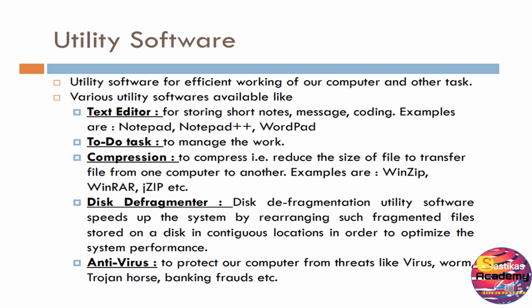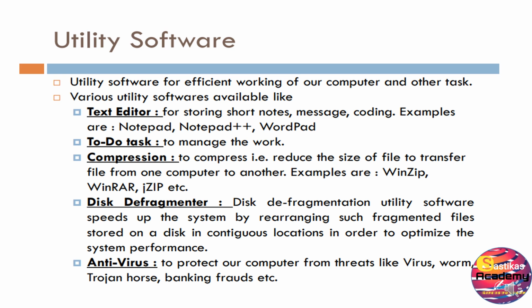Now, utility software. Utility software is for the efficient working of a computer and other tasks, like a text editor, to-do task, compression, disk defragmenter, antivirus. So these are the utility software. Utility software is nothing but for the efficient work of a computer. A text editor is needed for storing notes, messages and codings. And to manage our work, we can use a to-do task.